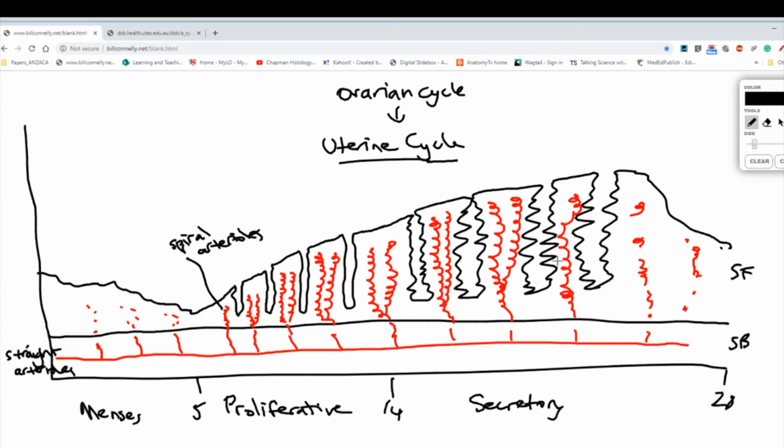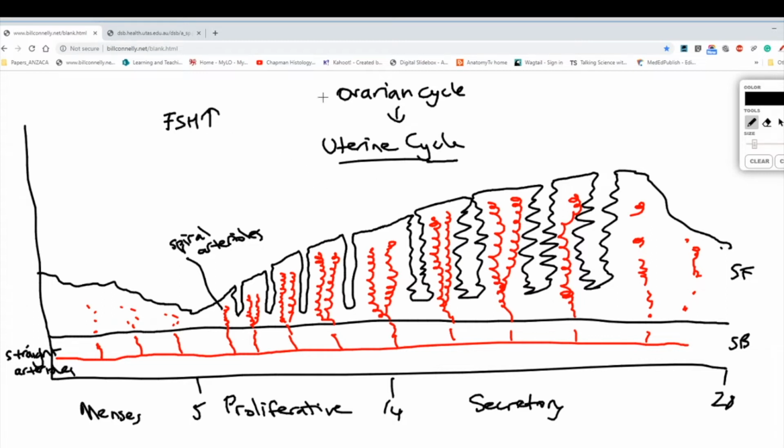Chronologically, we have these three phases of the uterine cycle. We've got the menses phase, the proliferative phase, the secretory phase. What I'm going to do is start at the proliferative phase, even though we know menses is the first chronological phase of the menstrual cycle. So if you don't mind, what's happening here is FSH is starting to rise.